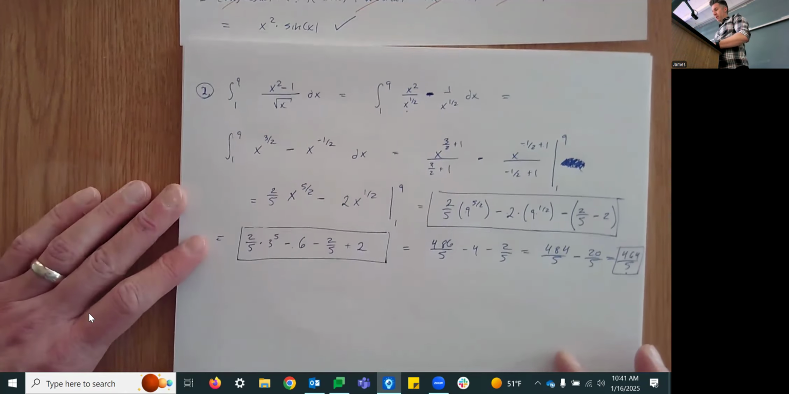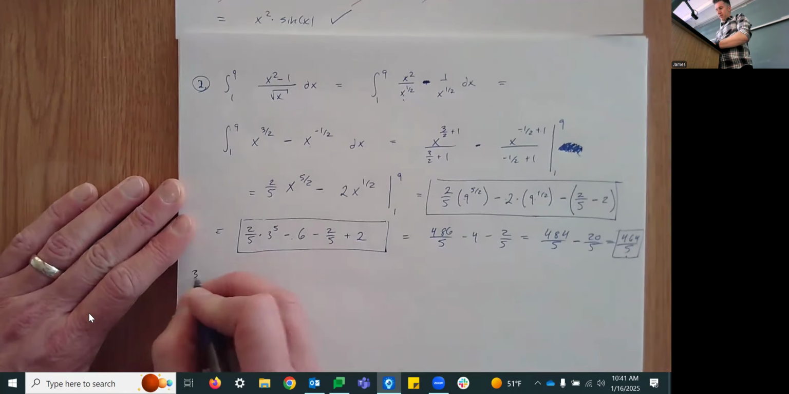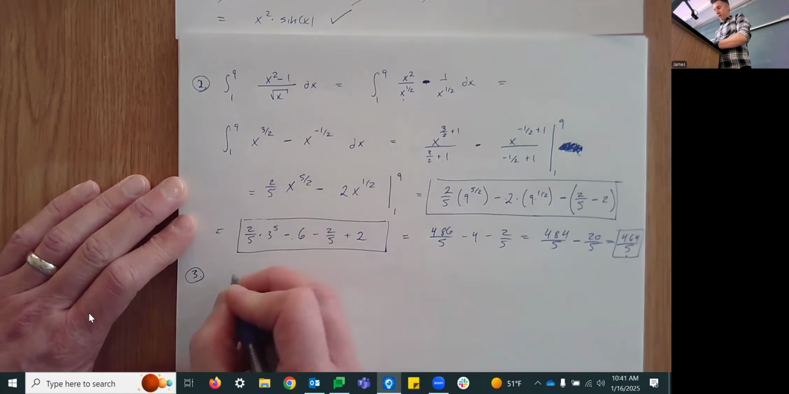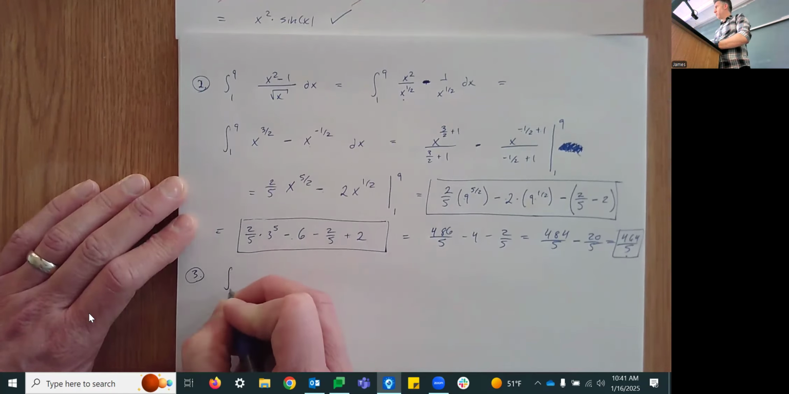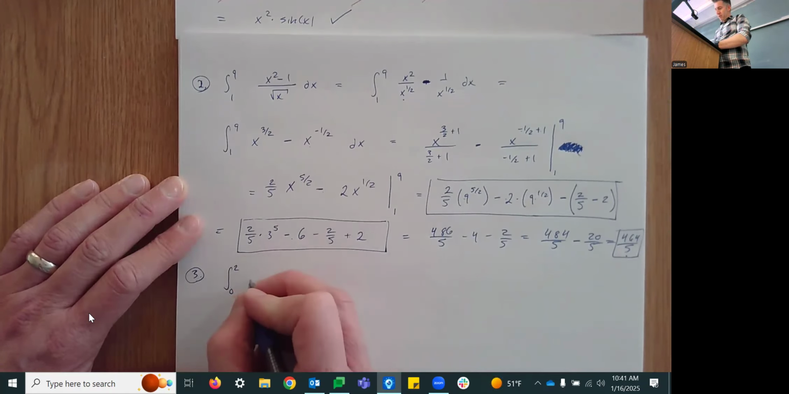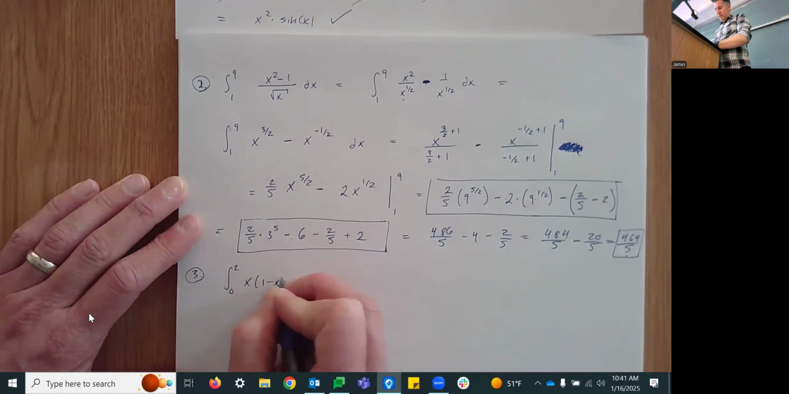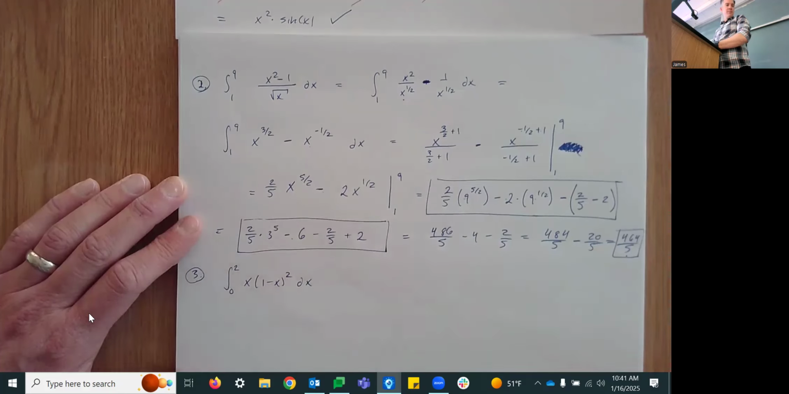Let's look at one more example of this, with this idea of simplifying before anti-differentiating. We have the integral from 0 to 2 of x times 1 minus x squared dx.